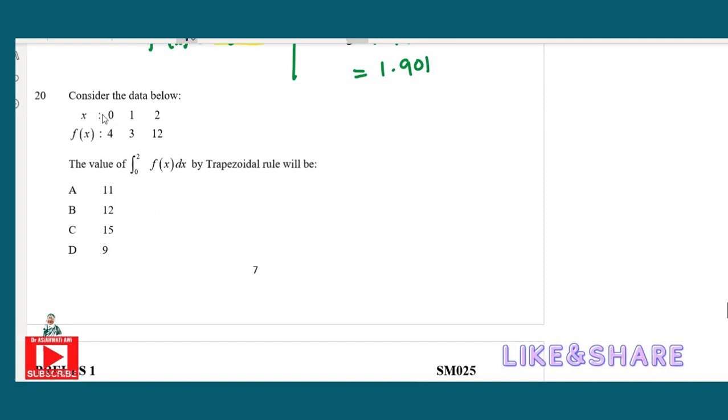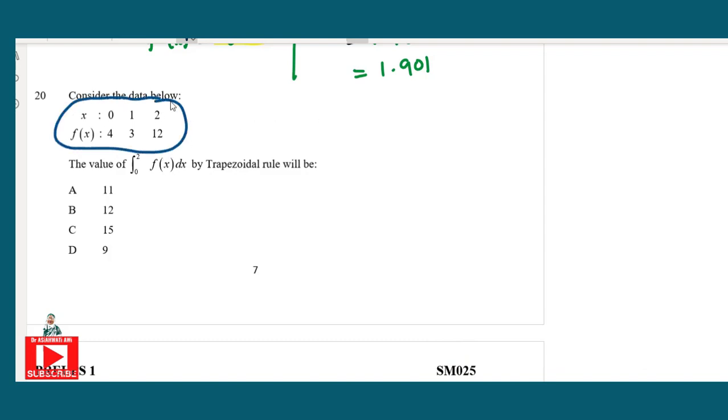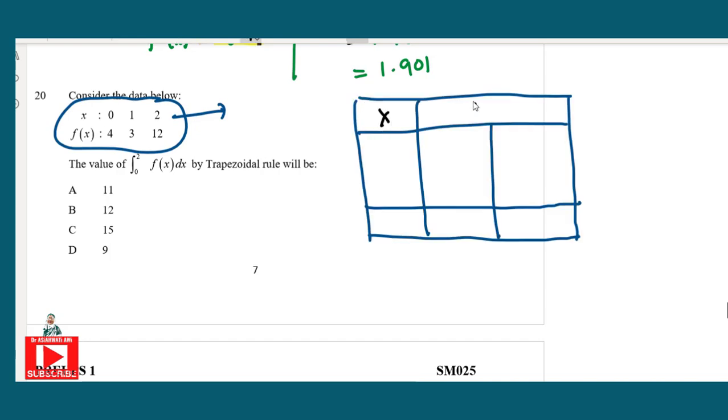Number 20, consider the data below. Given the data, find the value of the integral of f(x) from 0 to 2 with respect to x by the trapezoidal rule. Okay, change this data to a table. This is x, this is f(x). When x is 0, 1, 2: when x is 0, the value of f(x) is 4. When x is 1, the value is 3. When x is 2, the value is 12.